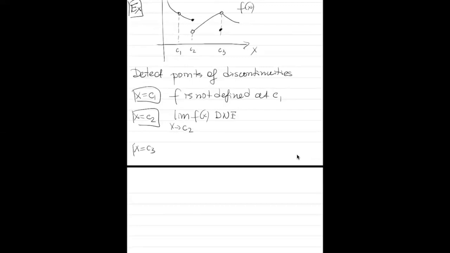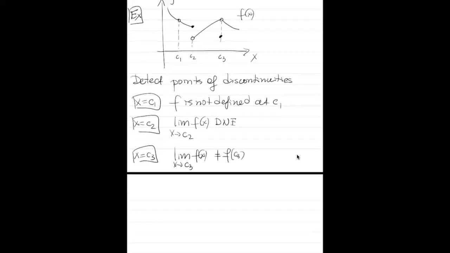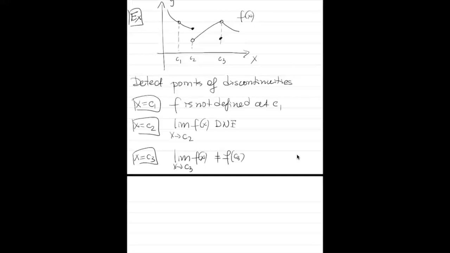And finally, at point C3, our function is defined at C3 because we have this filled in circle. The limit exists from the left and from the right. But the problem here is that the limit when x approaches C3 is not the same as the value of the function at C3, because the value of the function at C3 is at that point, but the limit is over here. So we had three different reasons for which the function was discontinuous, and that will help us make the definition.